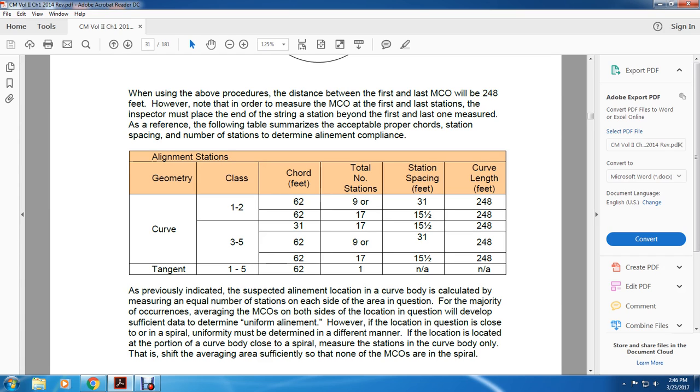In fact, they all have classes 1, 2, 3, 4, and 5, curve 3 and 5 classes. Class 3 has a 31-foot chord, 17 total number of stations, 15 and a half foot station spacing, 248. Classes 4 and 5, 62-foot chord, 9 or 17 stations, 15 and a half, 31-foot spacing, 248. Tangent 1 through 5, 62-foot chord, total number of stations 1, and that's it.